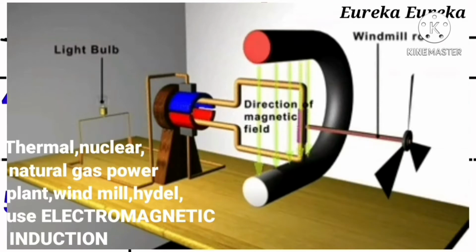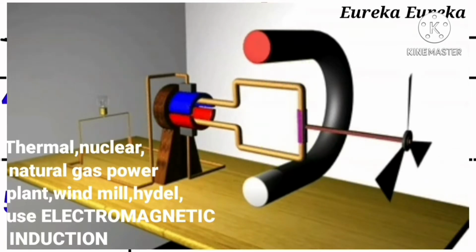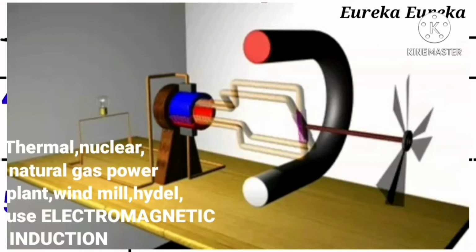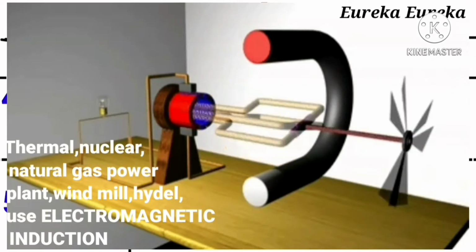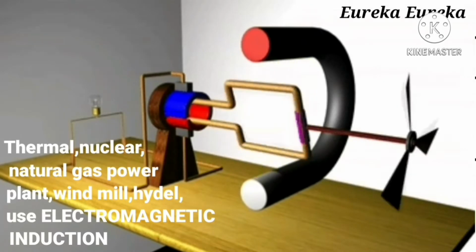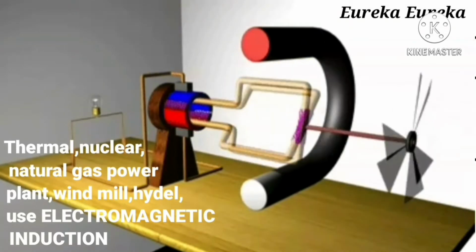This means that all the power stations, thermal power plant, nuclear power plant, natural gas power plant, windmill and hydel, use the principle of electromagnetic induction for generation of electric current, and this is done with the help of a device which is known as electric generator, which we have already studied.